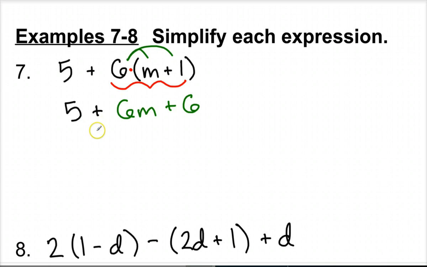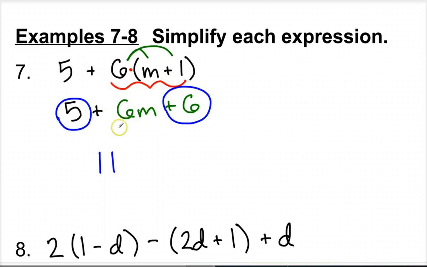Now that we've distributed, we can combine our like terms. So we have a positive 5 here that we can combine with this positive 6, and that would give us positive 11. And then this 6m, there are no other m's in the problem, so we can just bring that straight down. So your answer would be 11 plus 6m.